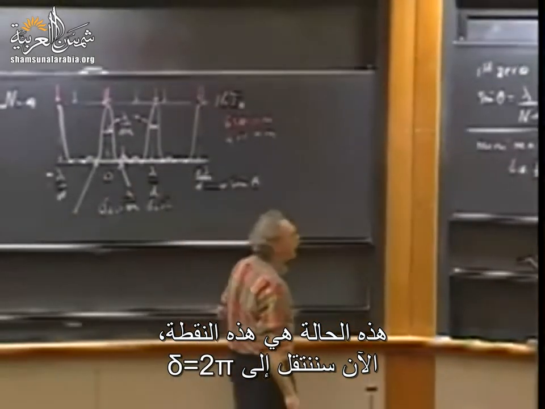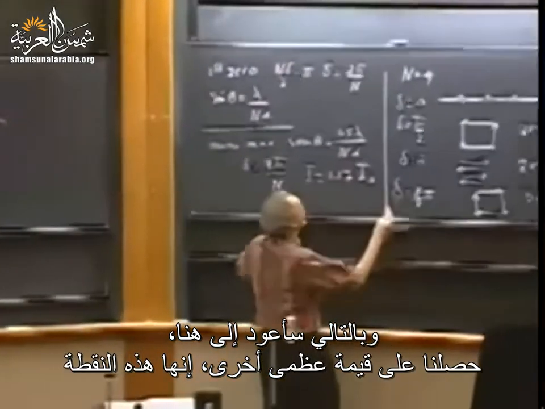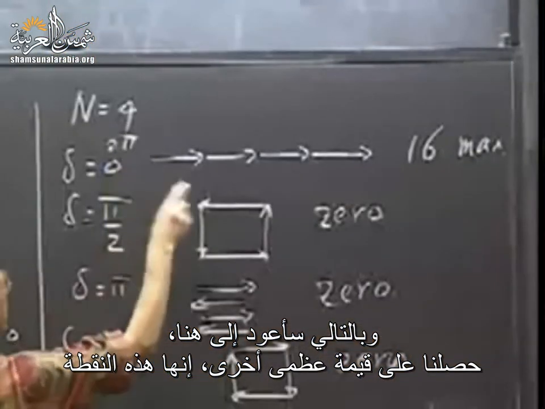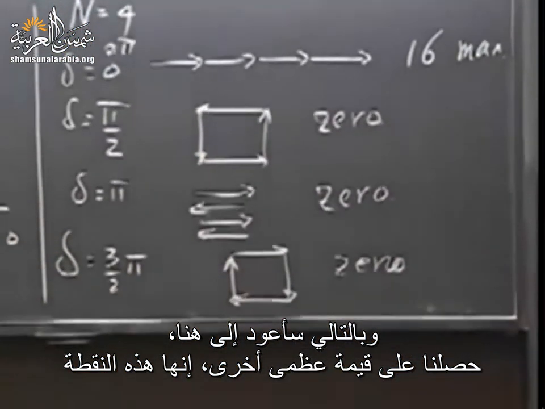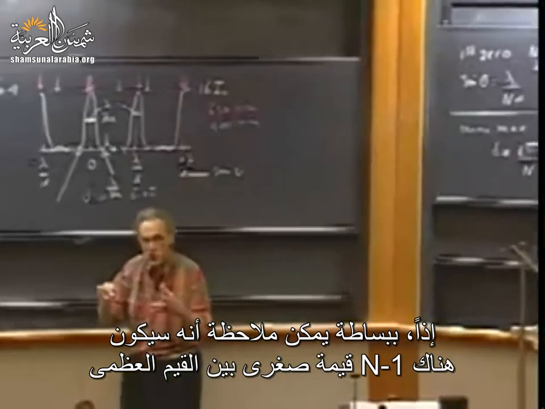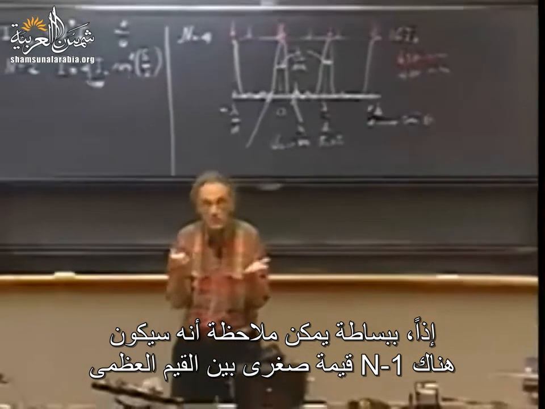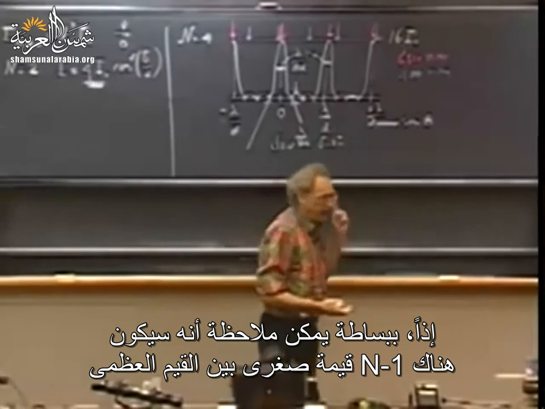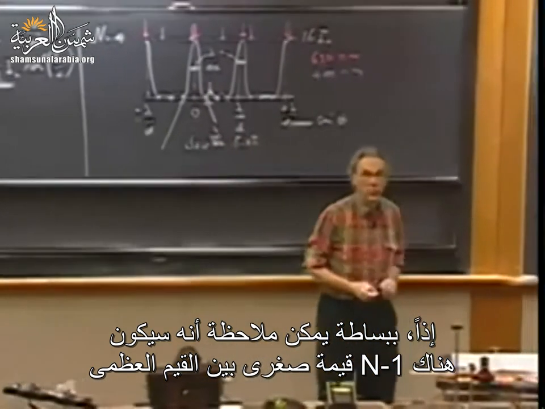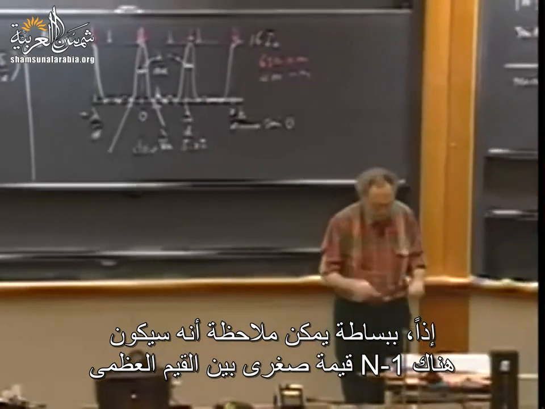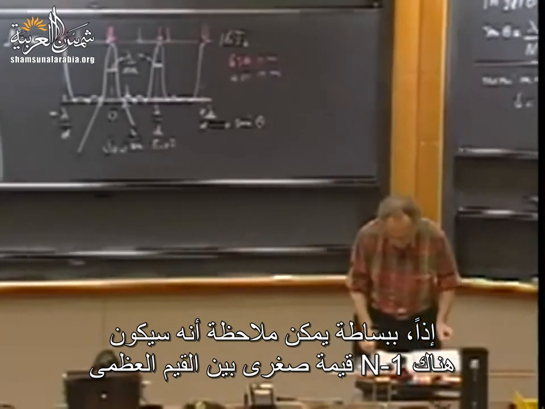Now I'm going to do 2 pi. When I do 2 pi, I'm back here. I get another maximum, and that's this one. And so you can see, purely by playing vectors, very simple, on a high school level, that there will be n-1 minima, exact minima, between the prime maxima.